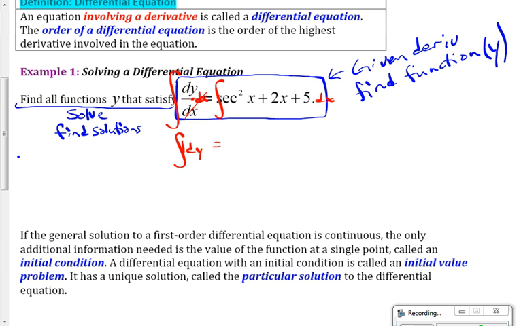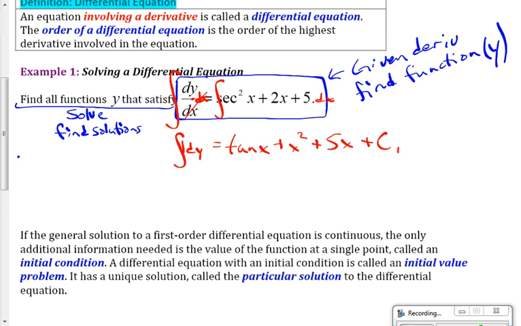Help me. What's the antiderivative of secant squared? Tan. Antiderivative of 2x? x squared. Antiderivative of 5? 5x. And since it's an indefinite integral, we add a plus c. I'm going to call it c1 for this example. We'll see why in a moment. I'm going to call that c1 because on the left-hand side, what do I have?